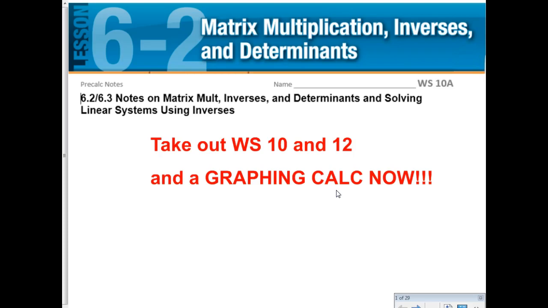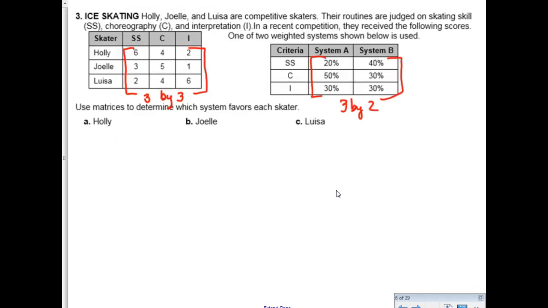All right, so the first concept in this lesson that I want to talk about is how matrices can be used in real life problems and how they can organize data. So the question that they're throwing up at you here is about competitive skating, and we have 3 skaters, Holly, Joelle, and Louisa. They are being judged on different criteria for different skating score systems. And this does happen. Like I remember a decade ago or so, they changed the way they used to score gymnastics in the Olympics and everyone was freaking out, right?